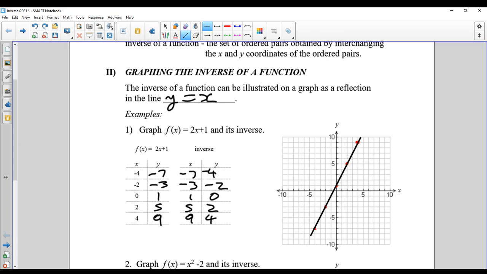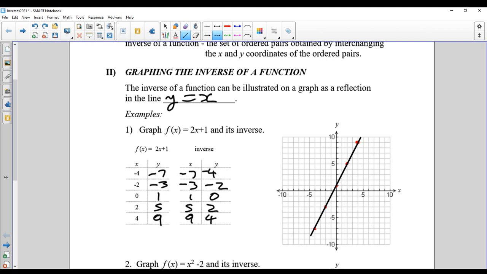So it goes through the y value of 1. But what about its inverse? Well, we said that it is a reflection on the line y equals x. And we also said that all we need to do is to flip these two around. So we're going to do that. I'll put that in a dotted line.